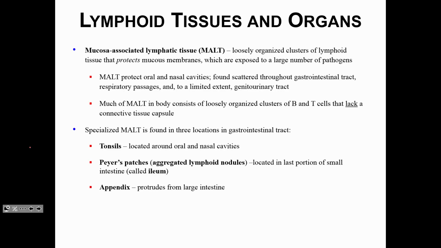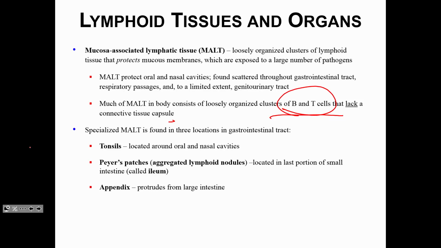Now let's go back and make sure from 201: mucous membranes are membranes that line any opening to the outside. So digestive, respiratory, urinary, reproductive. All of those have openings to the outside, which means they're exposed to a lot of pathogens. Now, MALT protects your oral cavity and the nasal cavities. It's also scattered throughout your GI tract, your respiratory, your urinary, and your reproductive tracts. A lot of the MALT is going to have B and T cells that lack a tissue capsule. So a lot of these B and T cells are going to make up the MALT.